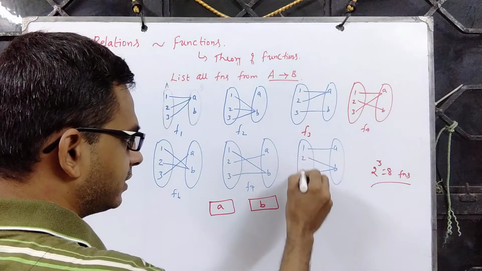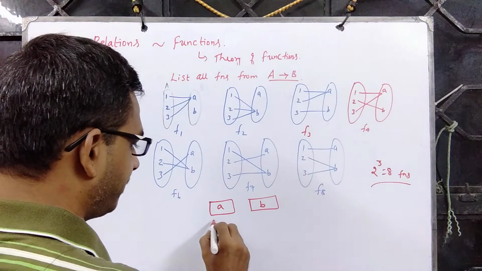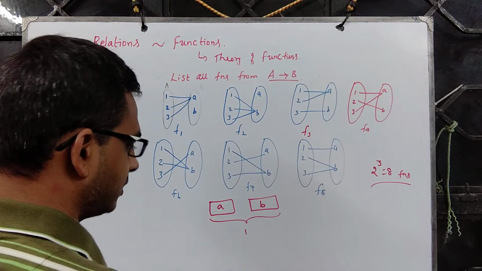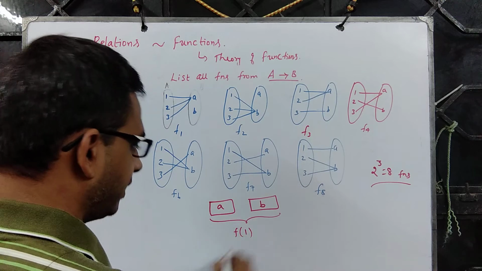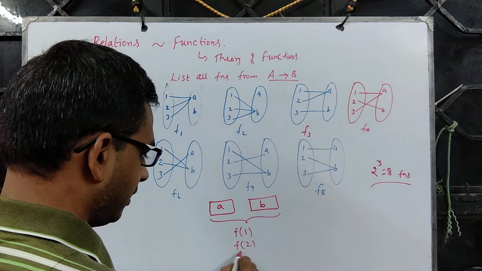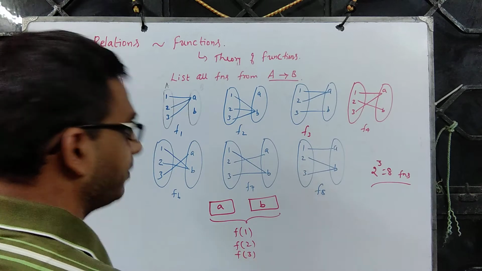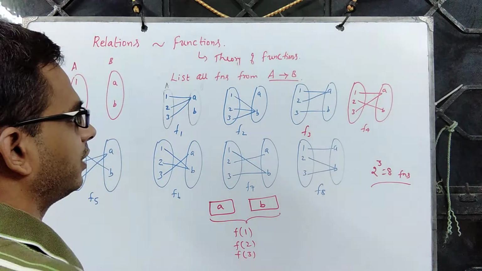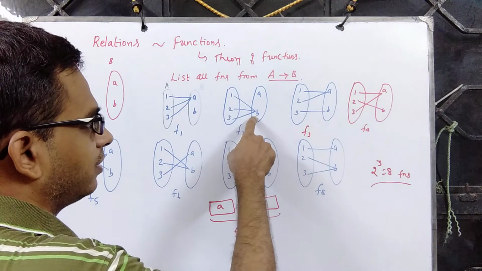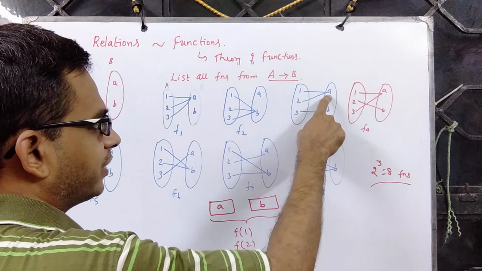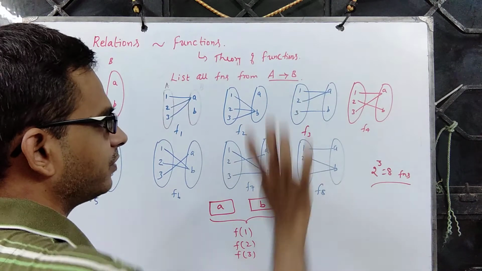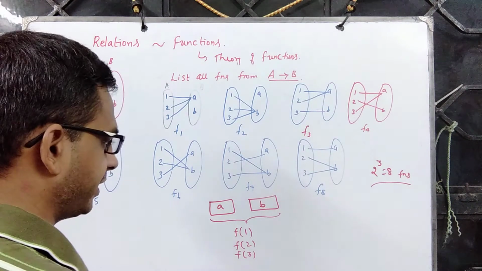Each of this can be mapped to, so 1 can be mapped to this. For f of 1 it is this. For f of 2 also it is AB. For f of 3 also it is AB. Correct? You look at one, f of 1 is B. You look at one, f of 1 is A. Even f of 2 can be A. For each of them you have these possibilities.